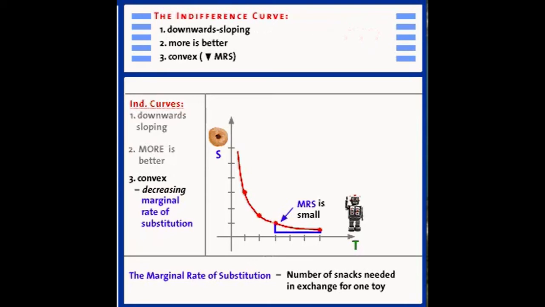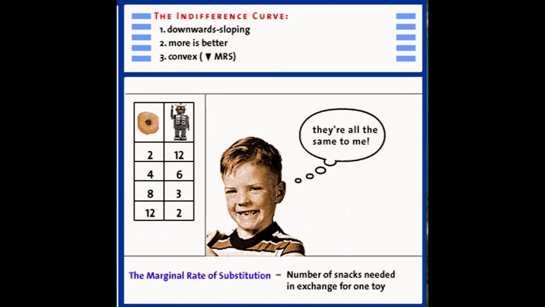Well, let's look at another set of combinations that Chris finds equally desirable, but a set of combinations that provides him with more satisfaction than the combinations on this curve. Here's another table that represents a set of indifferent points for Chris. Chris would just as soon have 2 toys and 12 snacks as 4 toys and 6 snacks, 8 and 3, or 12 and 2. Now, all of these combinations are more desirable than the combinations on our original curve.